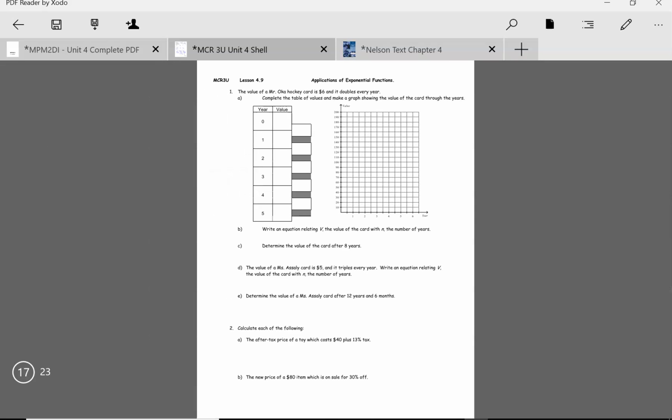We'll do 4.9 first. That is a kind of important lesson that there will definitely be a question on the assessment using applications, because that's generally where exponential functions are most useful, in terms of their applications. So we will talk about that in the next lesson.